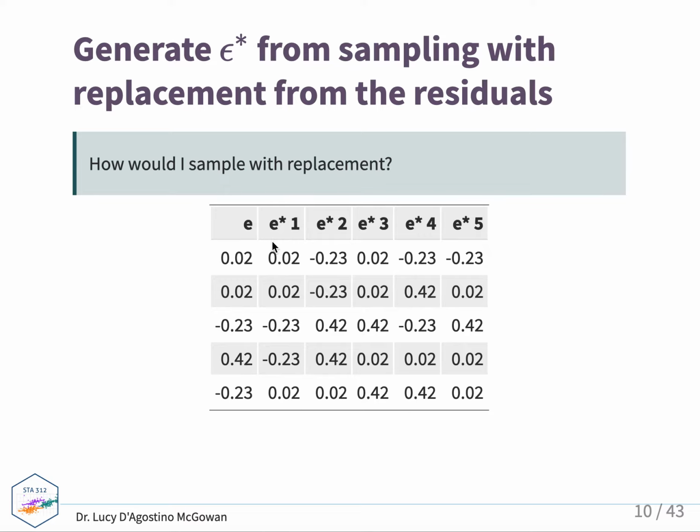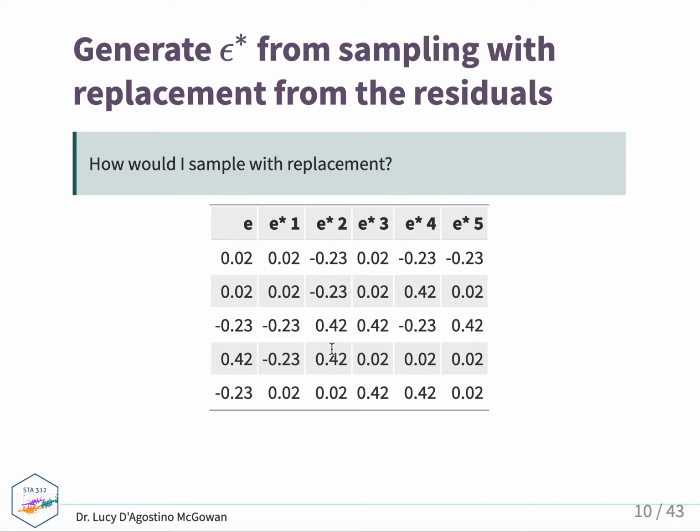That was just never drawn when I was drawing from the hat. And then I do this again. And so the second time, my second sample, I end up pulling negative 0.23, negative 0.23, 0.42, 0.42, and 0.02. And so this time 0.42 was drawn, and in fact it was drawn twice.